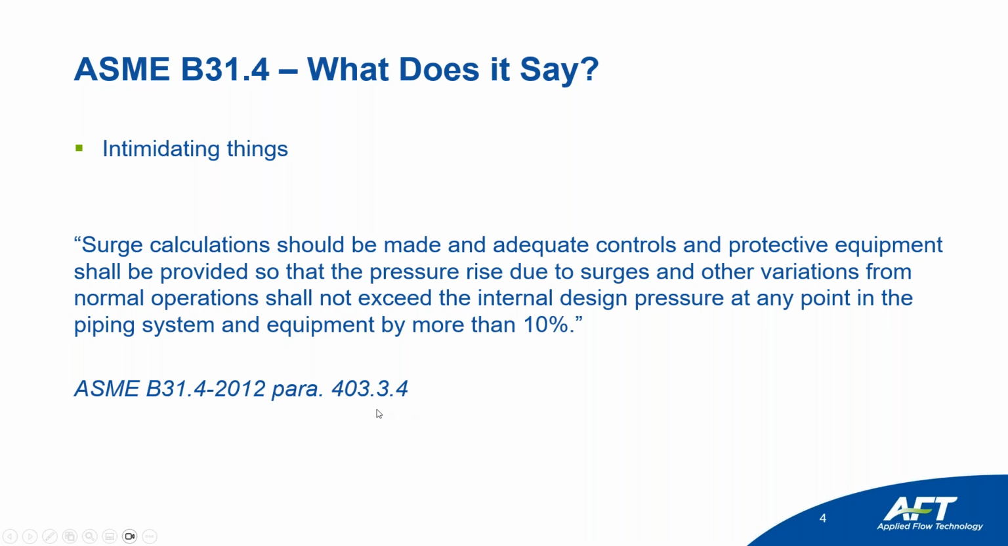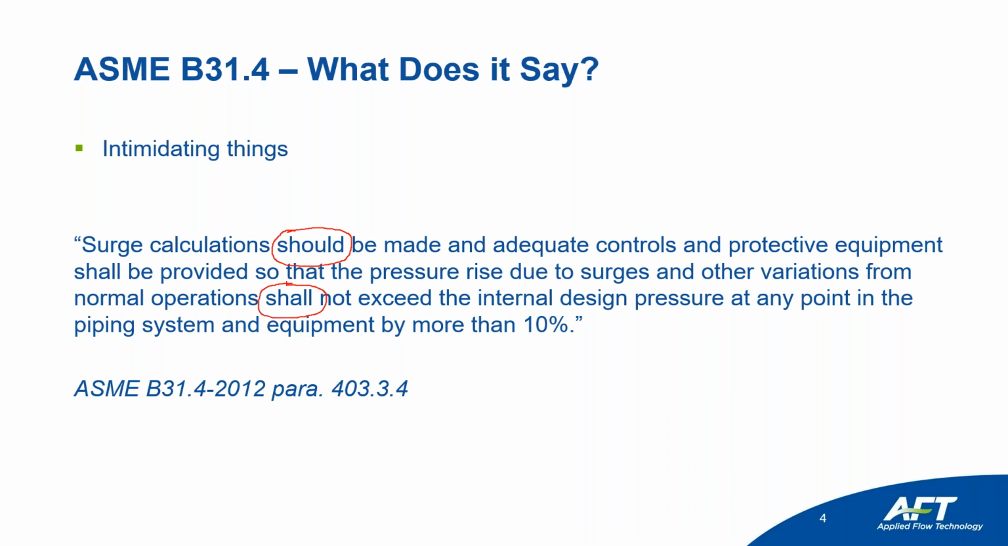In paragraph 403.3.4, they say, surge calculations should be made and adequate controls and protective equipment shall be provided so that the pressure rise due to surges and other variations from normal operations shall not exceed the internal design pressure at any point in the piping system and equipment by more than 10%. So some key things to highlight are the words like should versus shall.